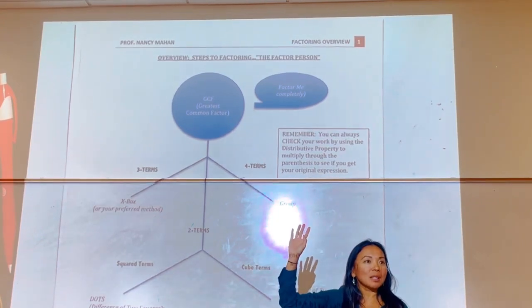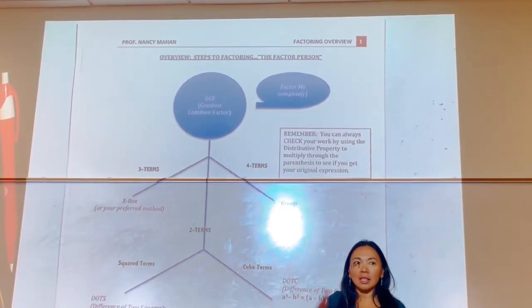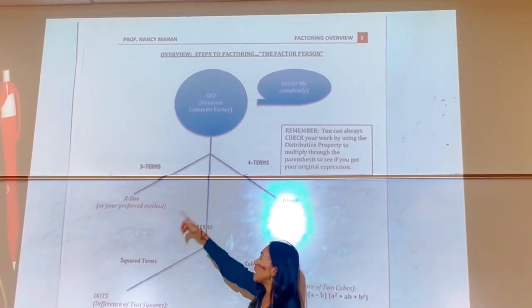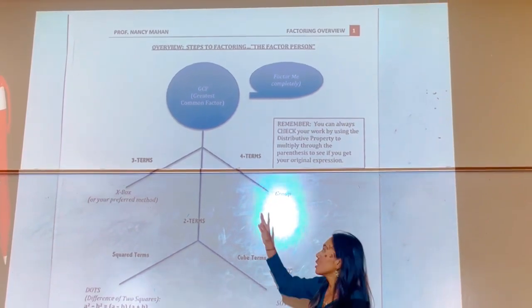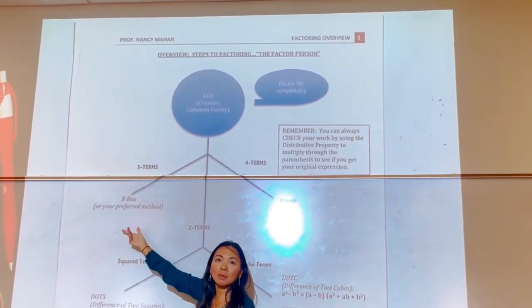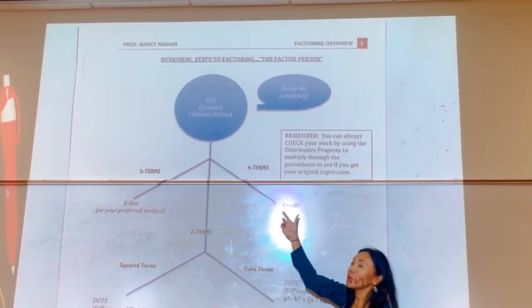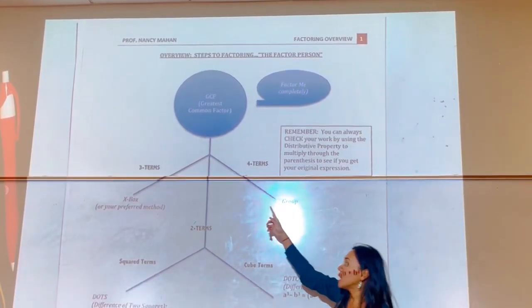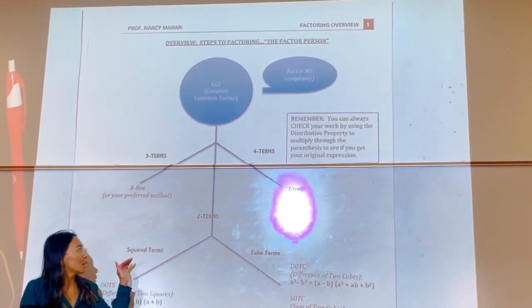After you figure out the greatest common factor, you want to count how many terms are in that expression. So depending on how many terms you have, you will take one of these routes, right? So if there are 3 terms, you're going to do something that's called X-boxing, or your preferred method. If you have 4 terms, we're going to learn how to group. And if you have 2 terms, you actually have two pathways.